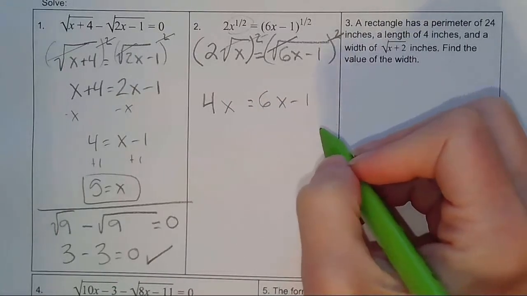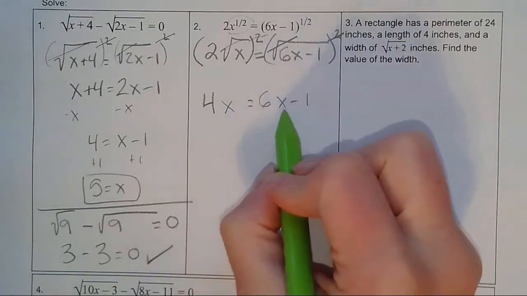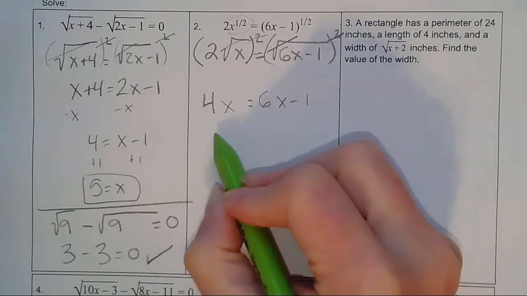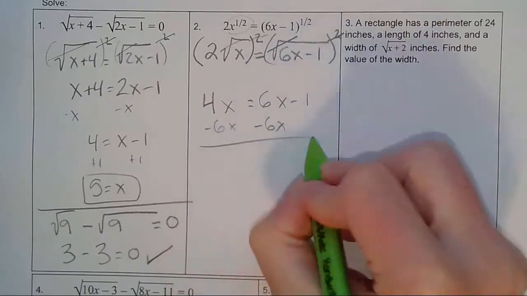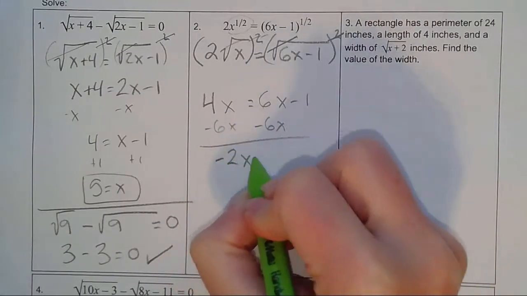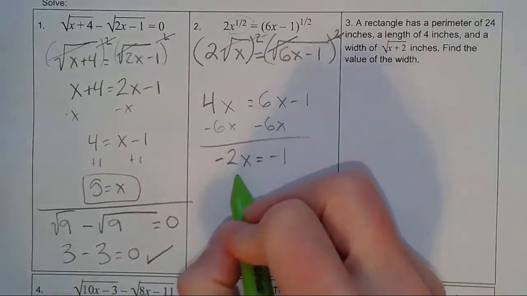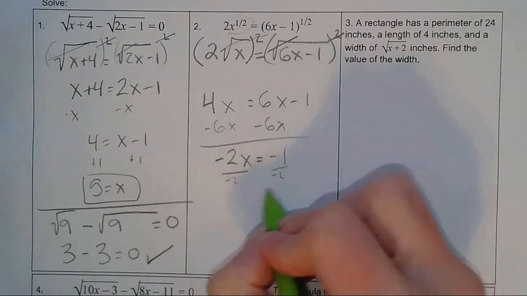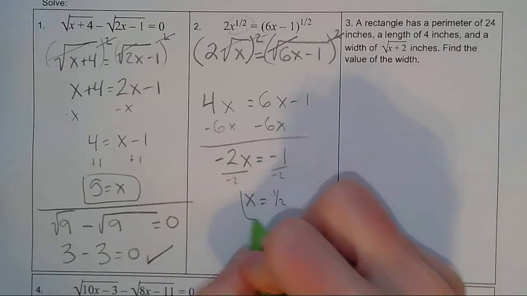Okay, let's check this guy out. I like to always move my smaller one, but in this case, there's only one x term, so I'm going to move my 6x over. So I'm going to minus 6x, minus 6x. I'm going to get negative 2x equals negative 1. Okay, I want to get x by itself, so I'm going to divide by negative 2, divide by negative 2. x equals negative and negative makes a positive, 1/2.